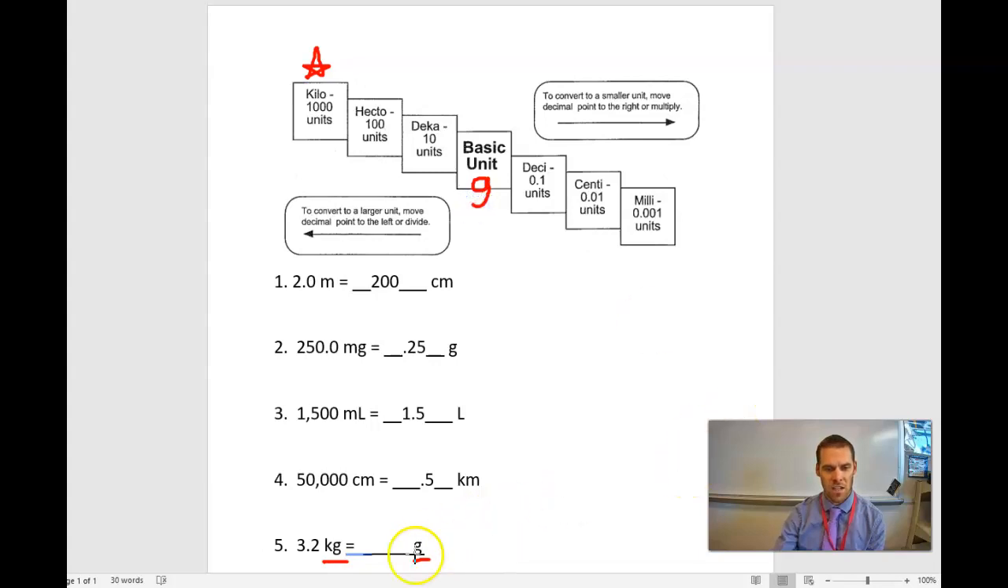How do I know it's a base unit? It does not have a prefix in front of it. So I'm starting with kilo, going to my base unit. That means I want to move my decimal point to the right 1, 2, 3 times. So if I were to do that, 3.2, 1, 2, 3 times. I know that looks a little messy, but that would be the equivalent of 3,200 grams.